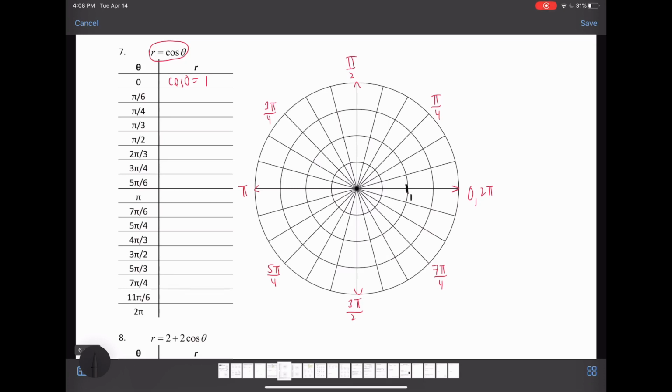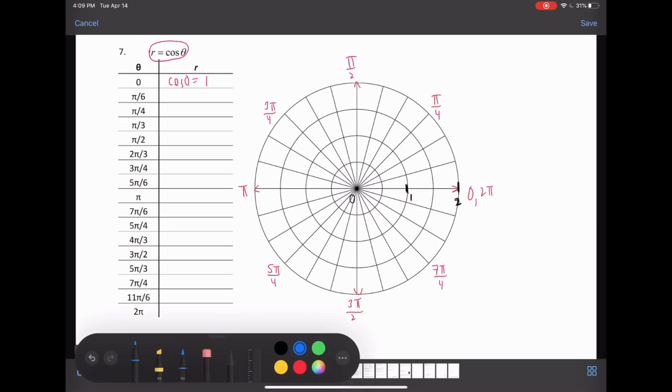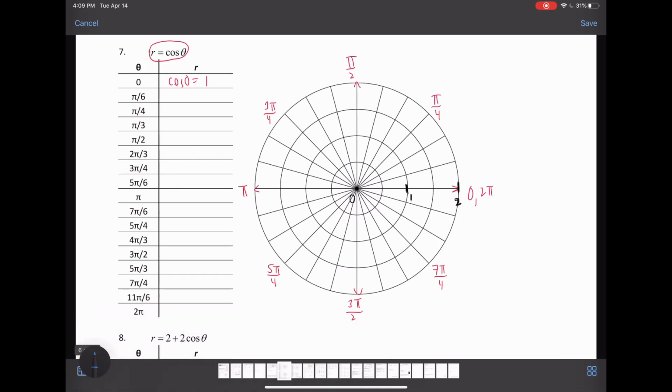We're going to go 2 circles out to come to 1 unit, and then 2 more circles out to get to 2 units, and 0 is right on the pole. So if I'm plotting these points here, I'll switch to blue, and I'm plotting a point at 0, 1, which will be right along the x-axis. All right, 1 down, a bunch to go.